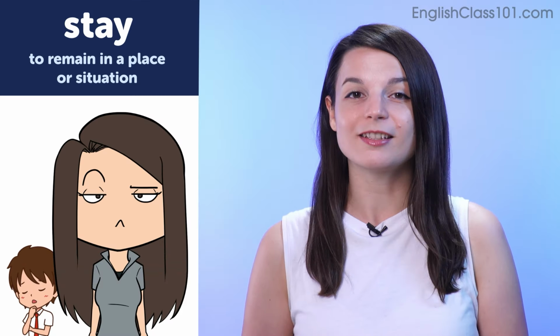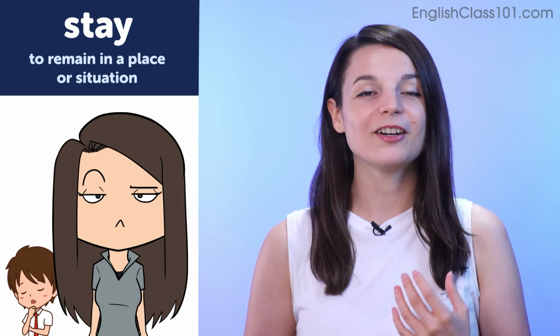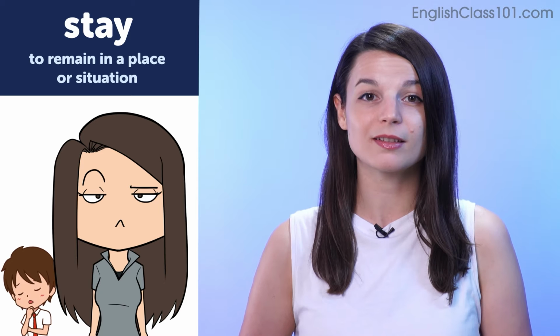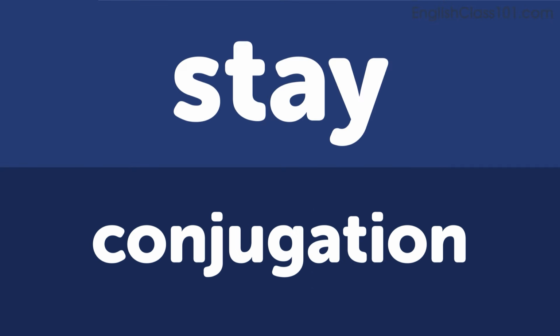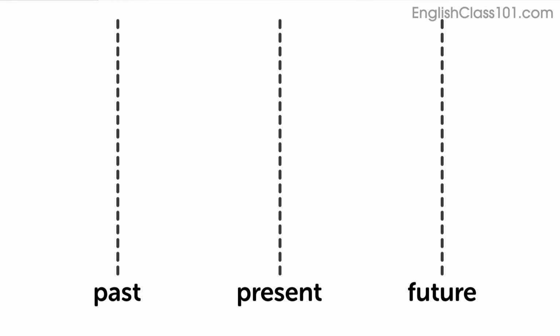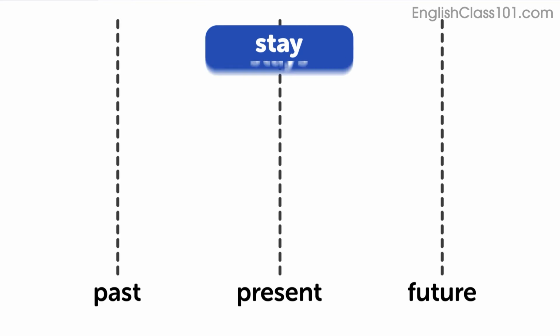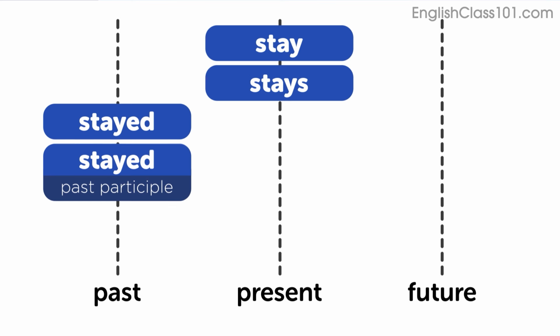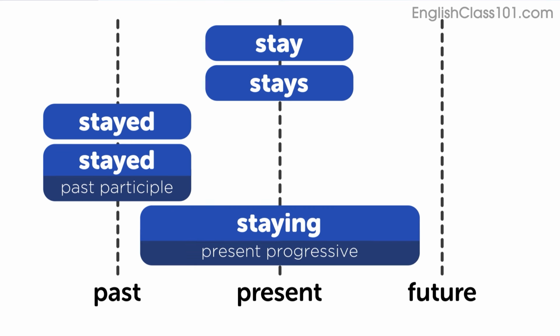Let's start with the basic definition of the verb stay. The basic definition of stay is to remain in a place or situation. Some examples. We're staying at a beach house. She stayed in that job for 4 years. Now let's look at the conjugations for this verb. Present: stay, stays. Past: stayed. Past participle: stayed. Progressive: staying.